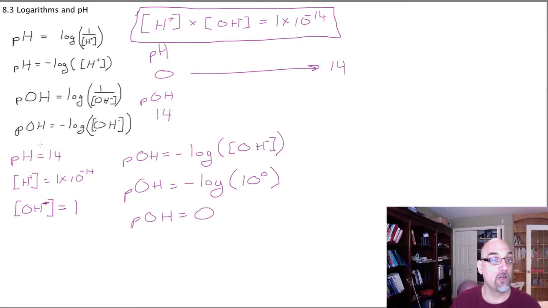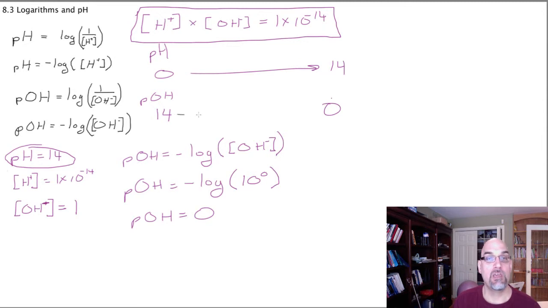So I've gone from this pH of 14. If the pH is 14, I know what my molar concentration of hydrogen ions is. If I know what my molar concentration of hydrogen ions is, I can use this formula here to calculate my molar concentration of hydroxyl ions, and then I use my hydroxyl ions, the molar concentration of OH, to calculate the pOH. And when the pH is 14, the pOH is 0.